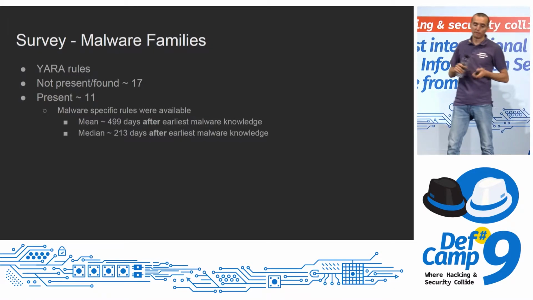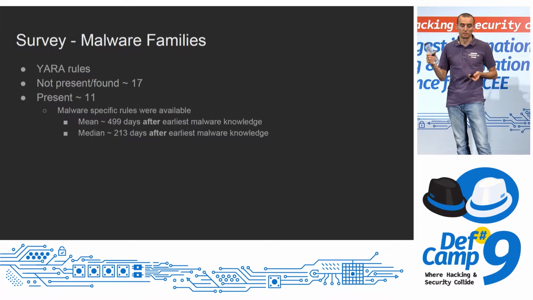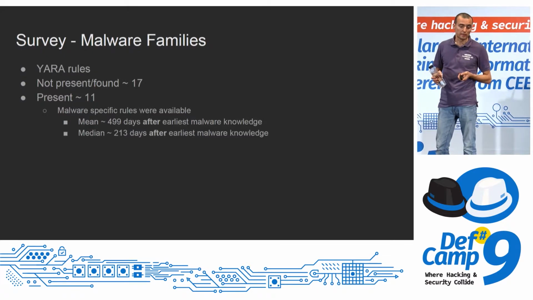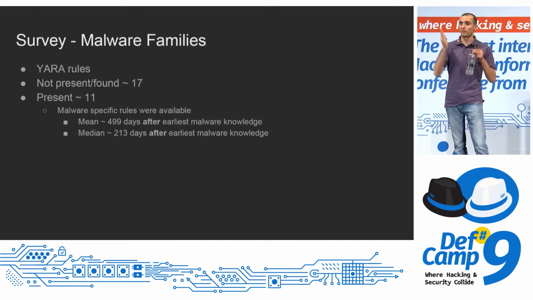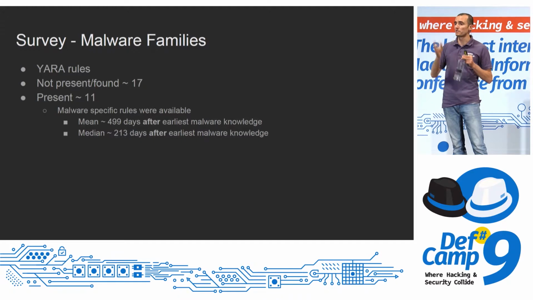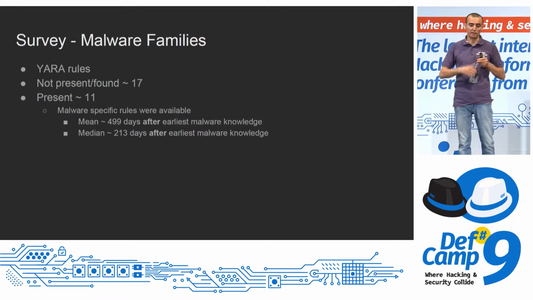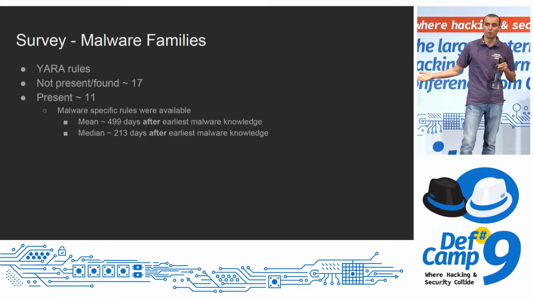And what's interesting is that those YARA rules were available on average 213 days after earliest malware knowledge. So there's the malware, there's the analysis, there's the discovery of the malware, all the blog posts, all the technical reports. But then there's 230 days which goes by and there's no YARA rule to detect that malware on your system, on your router, whatever, you name it.